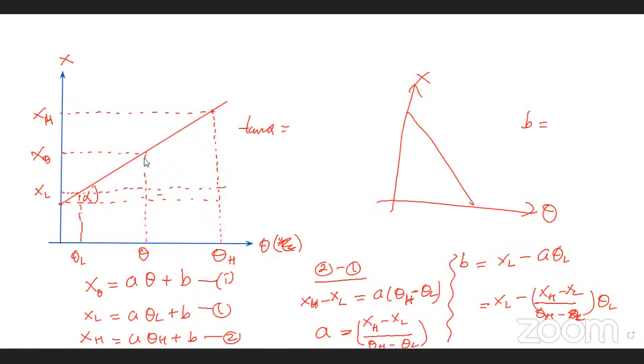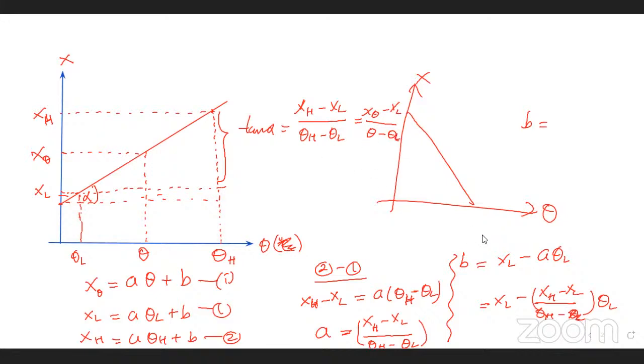The gradient you can write from the upper one: this difference divided by this difference. So this is XH minus XL divided by theta H minus theta L. It also equals, from this triangle, X theta minus XL divided by theta minus theta L.